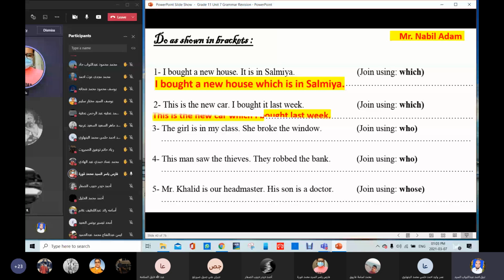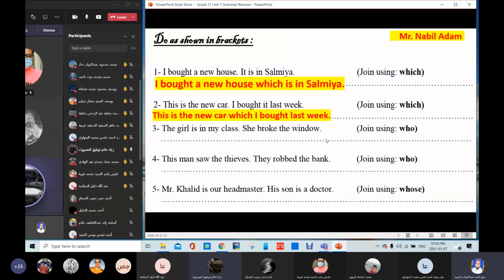Ziyad Hatim. The girl is in my class. She broke the window. The girl who broke the window is in my class. Yes, very good. Excellent. Be careful, a big mistake your colleagues made in other classes. Someone told me: the girl is in my class, who broke the window. Wrong. Here the word who refers to the girl. It's a person or people. So who must be followed by the second sentence: the girl who broke the window is in my class. So I deleted the subject pronoun, she.